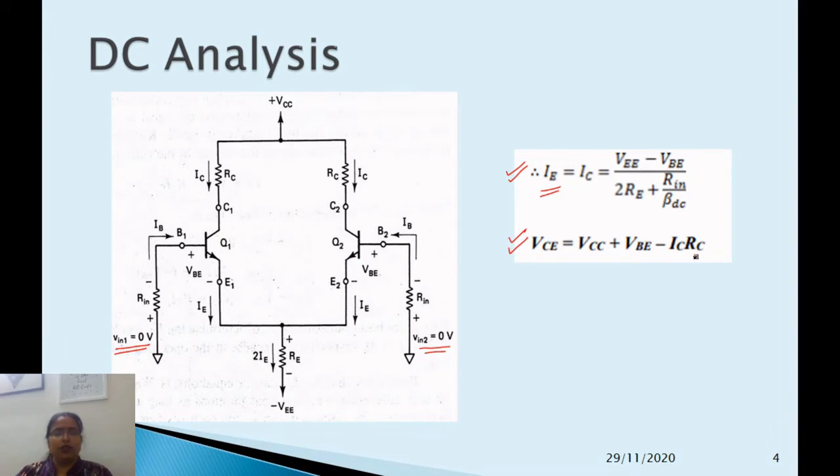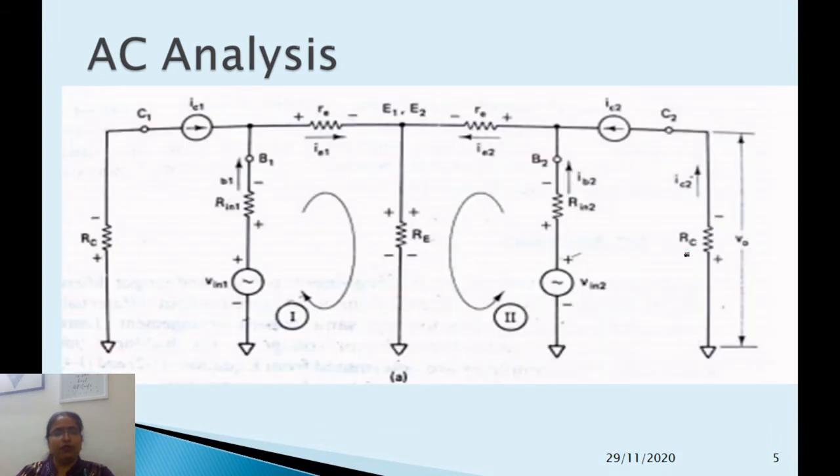So this will hold, and we will be using these two relations, equations, for all the four configurations of differential amplifiers. So coming on to the AC analysis of this differential amplifier.